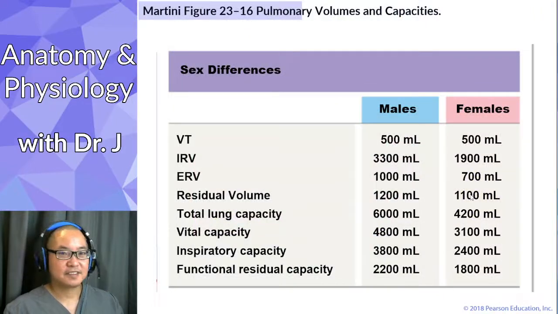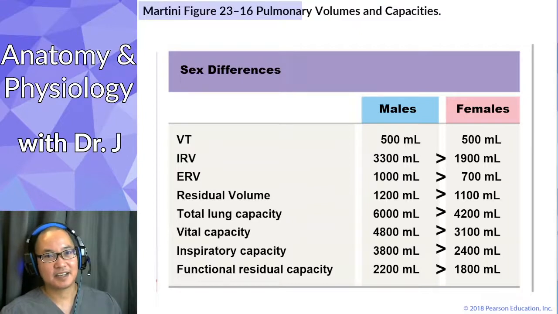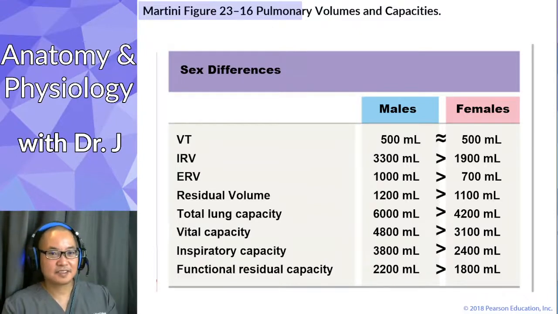Now, there are differences between males and females in their average lung capacities and volumes. If you compare them, again, tidal volume is roughly the same, an easy value, and that's the only one I expect you to memorize cold. But for all the other volumes and capacities, males on average have a higher volume than females. So why is there that disparity? Why do males have generally larger volumes and capacities than females?